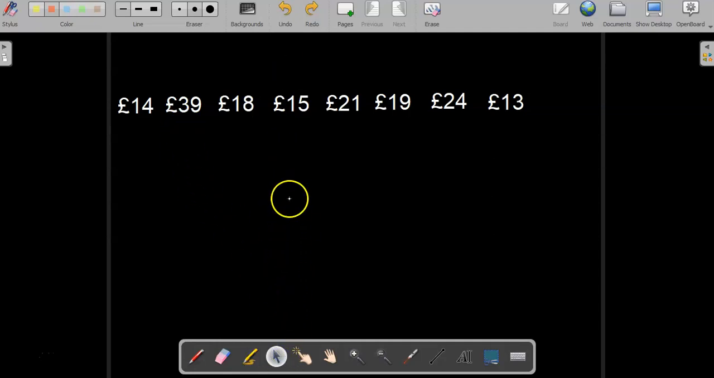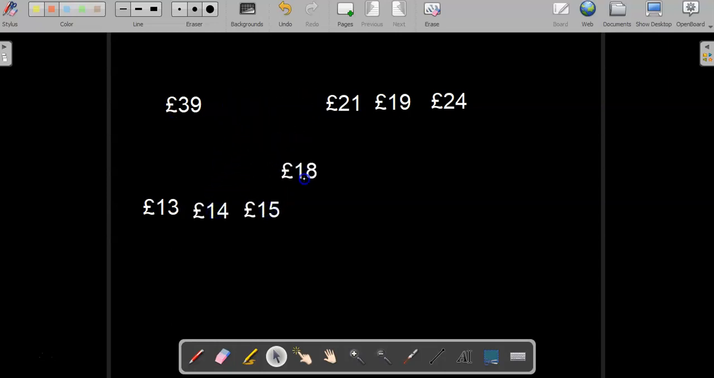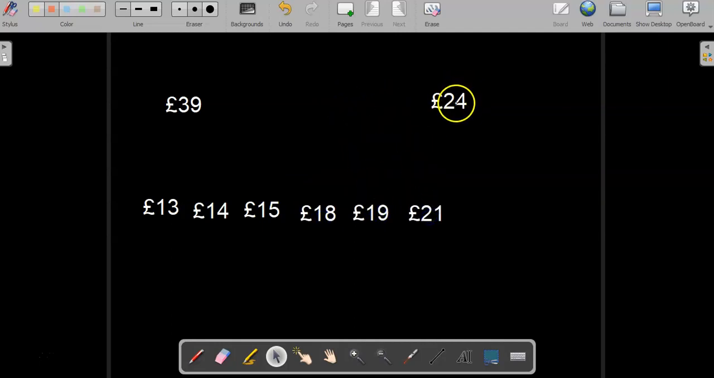So first step, I'm going to look at the number of tens, and I can see my lowest numbers are in the teens. So the lowest teen I've got is 13, followed by 14, 15, 18, 19, 21, 24, and finally 39.